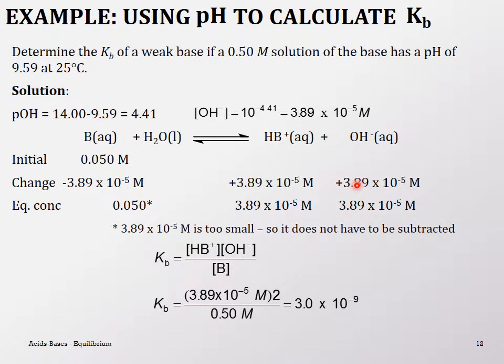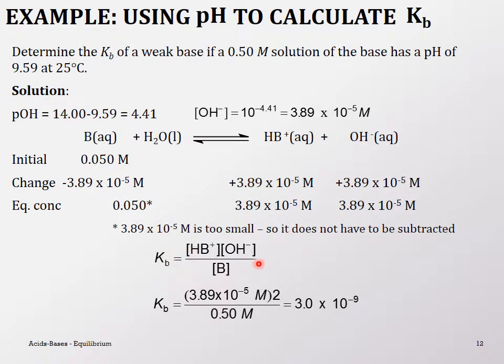And so at equilibrium you would have 3.89 times 10 to the negative 5 molar concentration for the conjugate acid, and 3.89 times 10 to the negative 5 for the hydroxide ion concentration. The concentration for the original base remains the same. So it was 0.5, and that remains the same over here because the change, 10 to the negative 5, is so small that it doesn't really matter. So you don't have to subtract that.